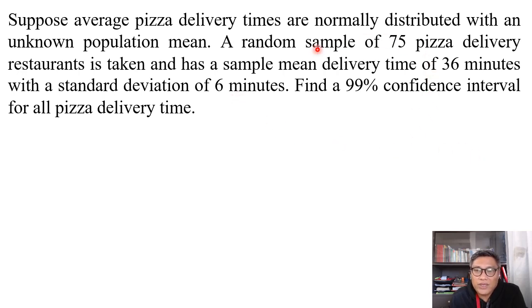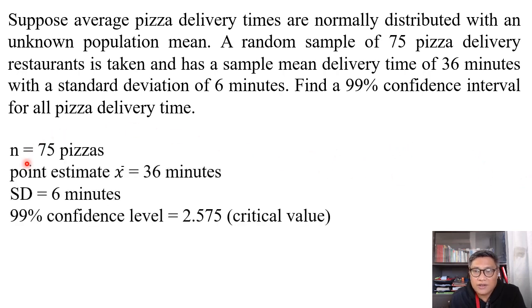So we are going again to identify the given data based on the problem. In this case, there are only 75 pizzas as our sample. Then the point estimate, which is the sample mean, is 36 minutes. That's the mean time based from the 75 pizza deliveries before it reaches the destinations, with a standard deviation of 6 minutes. Then we are asked to find an estimate with 99% confidence.